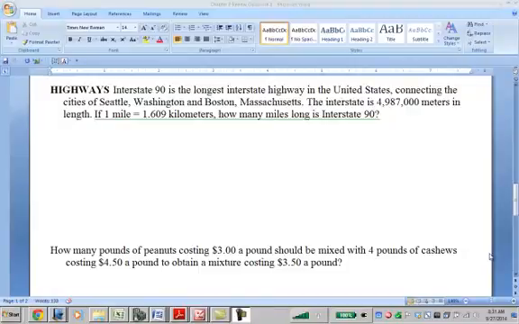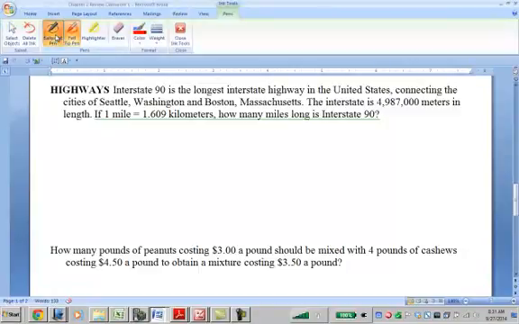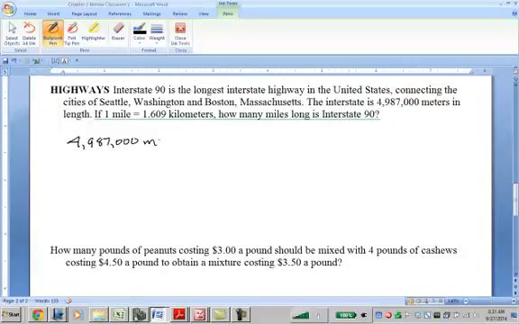Okay, let's review. Here's a unit conversion problem. So let's do this. I'm gonna hit start inking. Okay, so we've got 4,987,000 meters, and we'll symbolize meters by a lowercase m. We're going to put that over 1 because we're going to multiply this amount. So we put it in rational form because we're going to multiply it by conversion ratios.